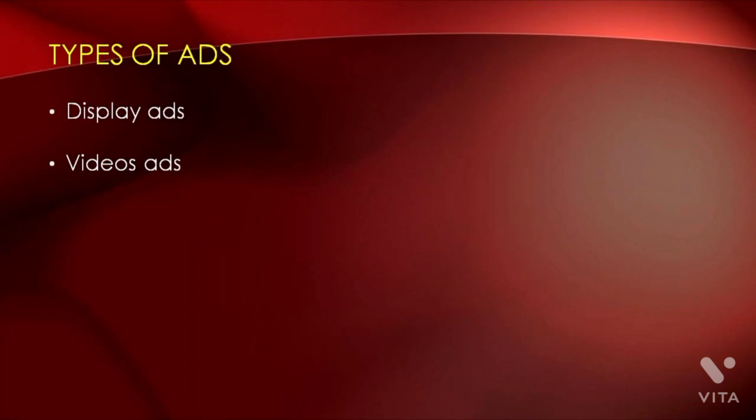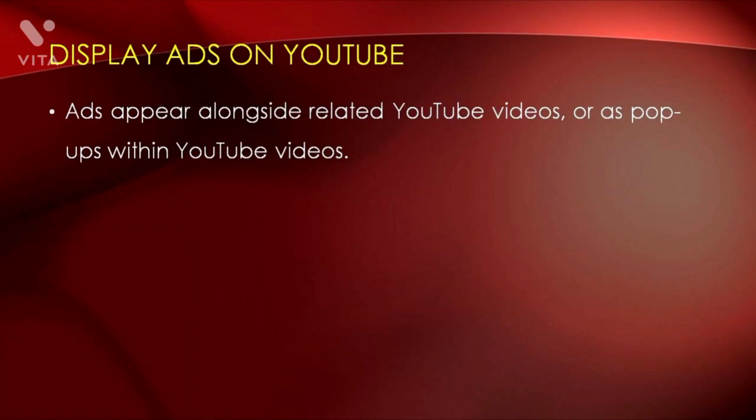Before we move on to learn how to use YouTube ads, let's take a look at the types of ads available for your preference or selection that best suit your business. There are two types of ads on YouTube: the display ads and the video ads. Display ads on YouTube allow you to place your ads in videos where they'll appear alongside related YouTube videos or as pop-ups within YouTube videos.